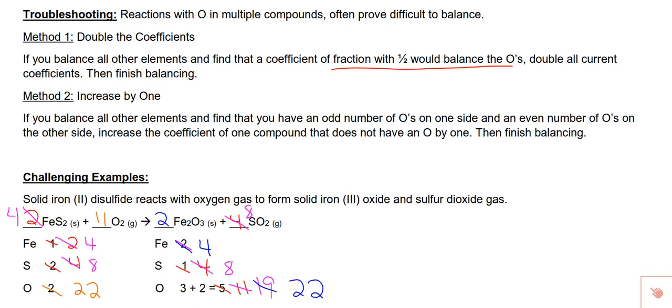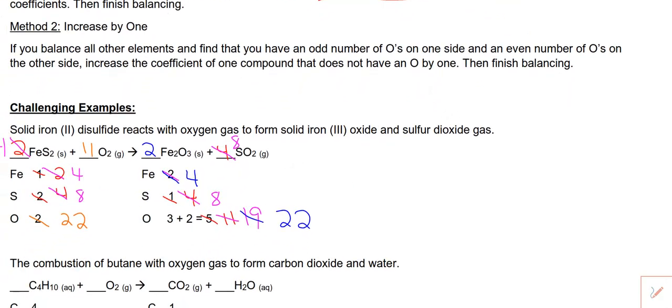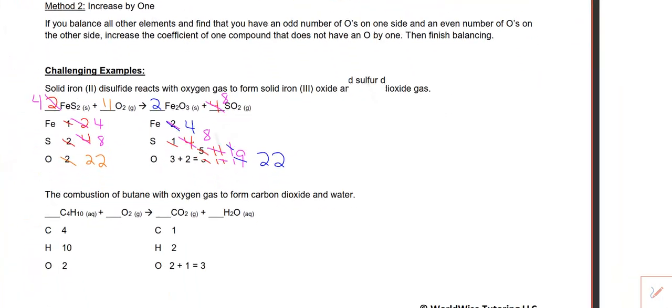There's also another method we could use. If we balance all the other elements and you find that you have an odd number of oxygens on one side and an even number on the other side, we can increase the coefficient of one compound that does not have an oxygen by 1. I could have used that method here, but I'm going to show it to you in the next problem. So let's take a look. I'll keep this one close by.